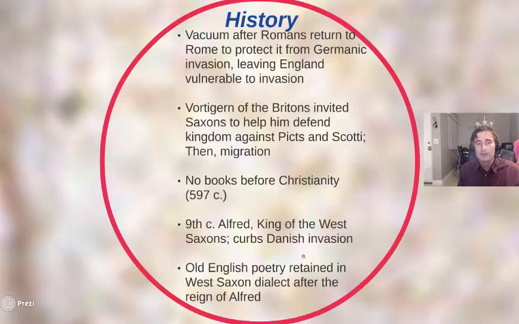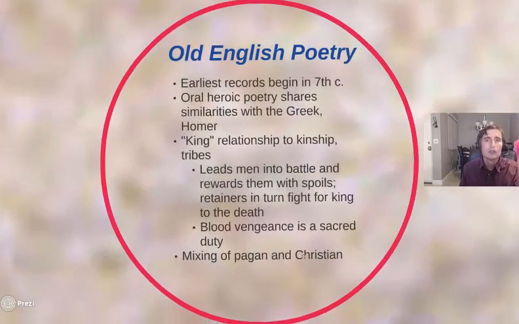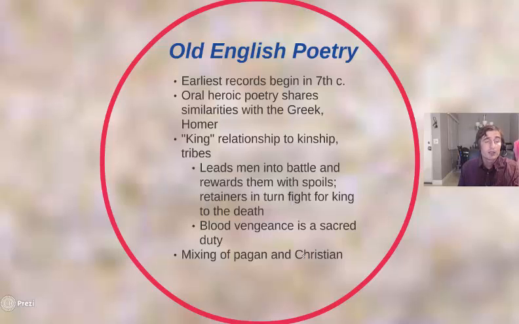Old English poetry is usually retained in the West Saxon dialect. Again, a Germanic tribe that came to England to help the Britons, but then took control themselves. Old English poetry: earliest records begin in 7th century, so the 600s. And the poetry of that time, the oral heroic poetry, shares similarities with the Greek Homer. So things like the Iliad and the Odyssey, if you've ever had the privilege of reading that, things like Beowulf share a lot of similarities with those narratives.